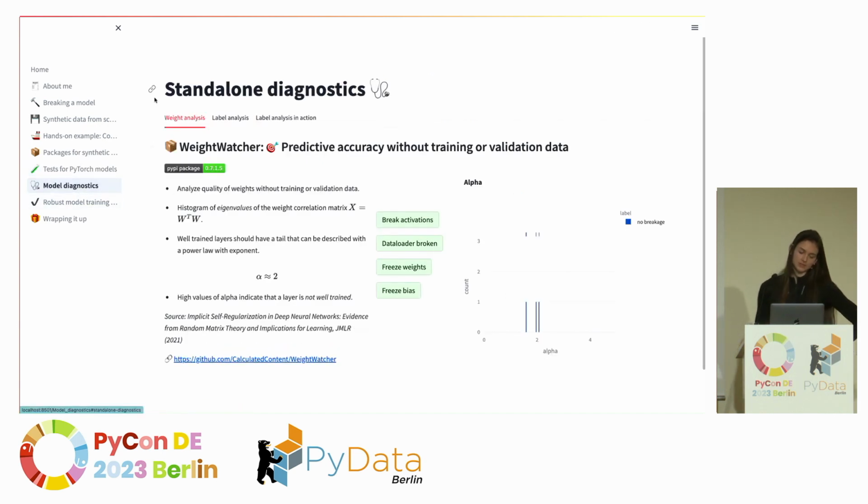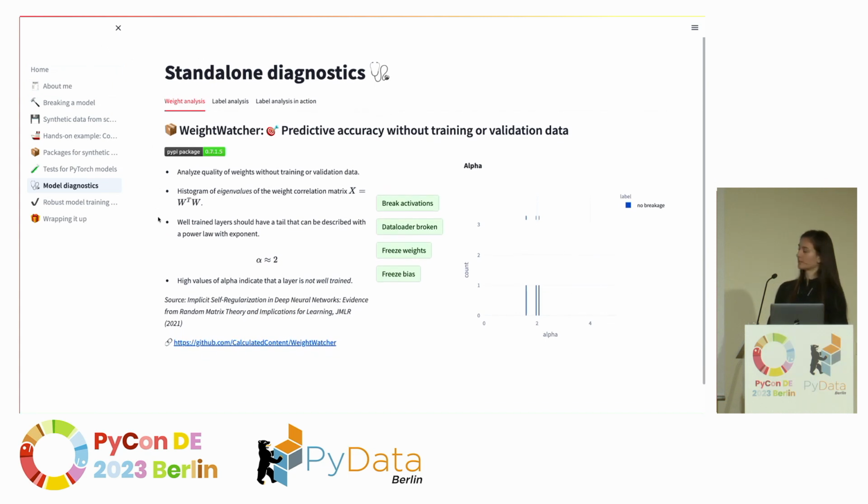So I want to start off with the post-train test in this package called Weight Watcher. Weight Watcher basically is a package which gives you metrics for your neural network without having to have access to your training or validation data. So even if you have made some grave mistakes in your data loader that you couldn't identify, or your data wasn't even containing the information to learn a good model in the first place, you will probably see this with Weight Watcher.